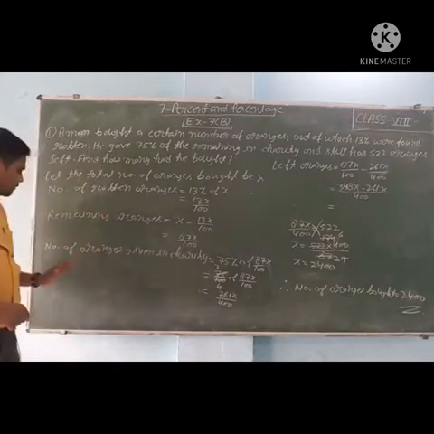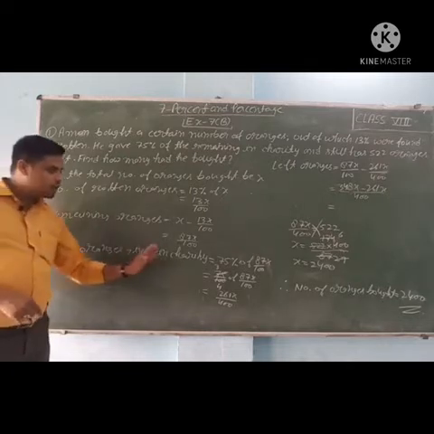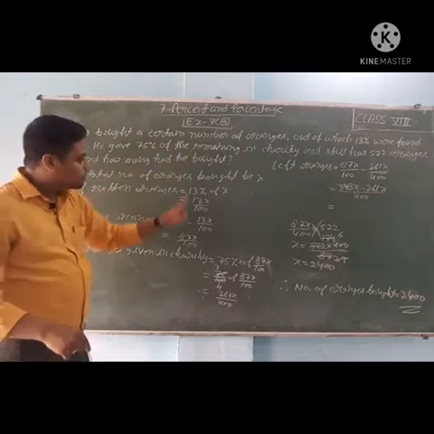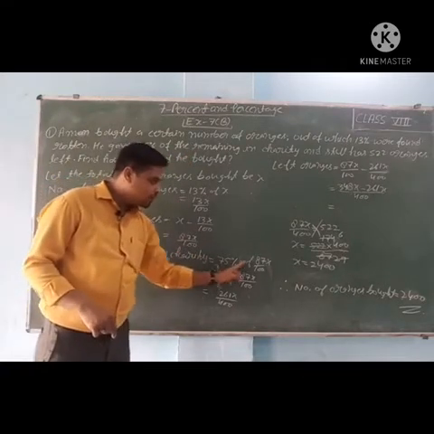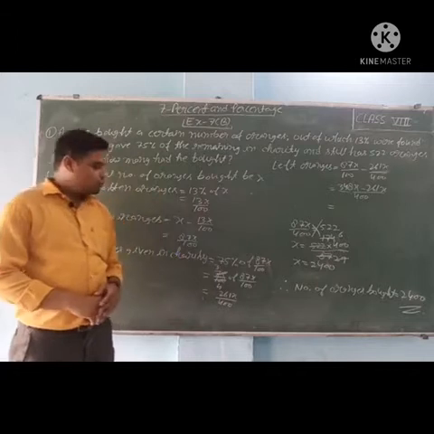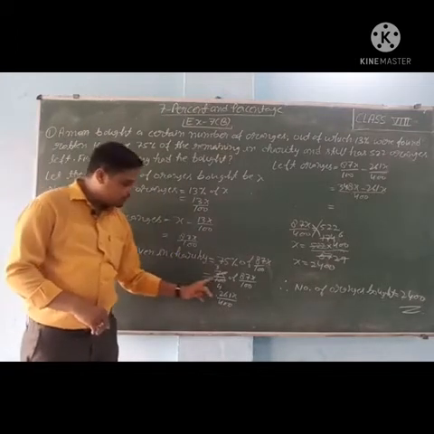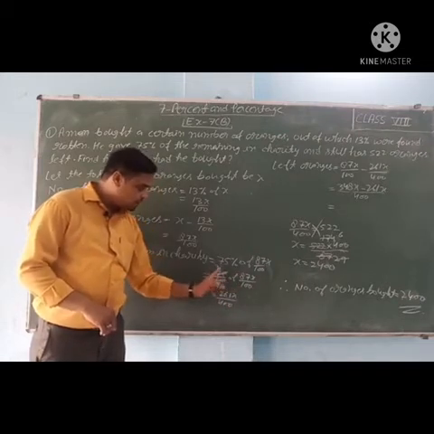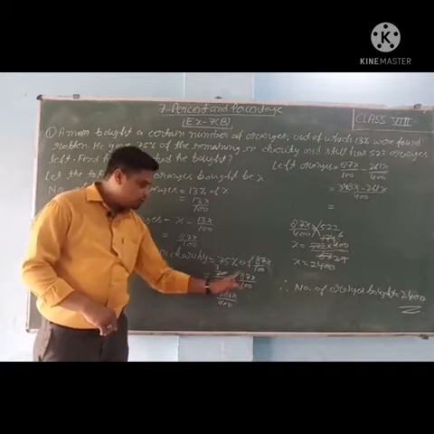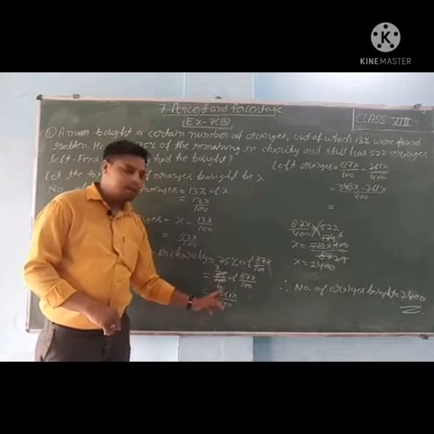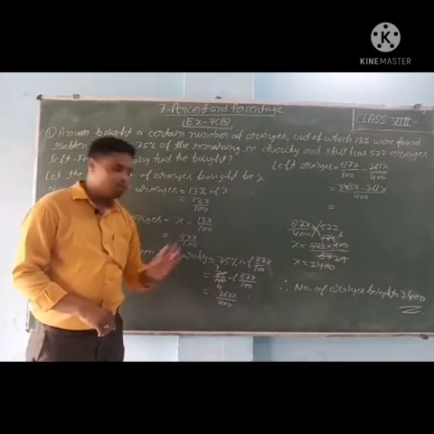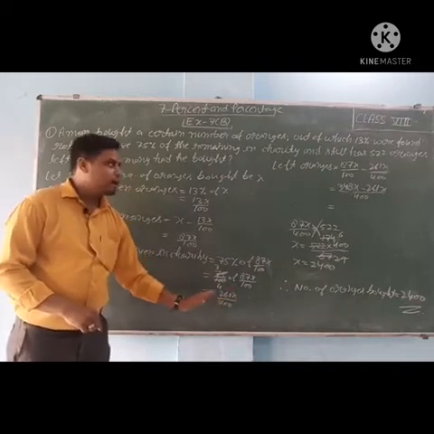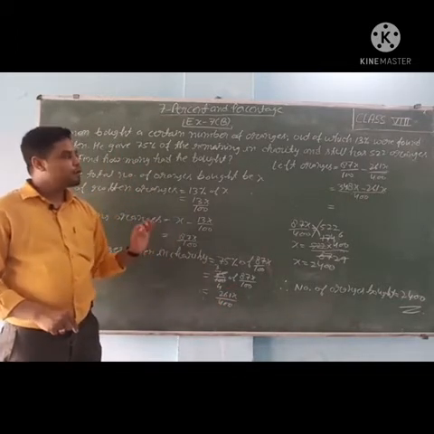After this, the number of oranges given in charity is 75% of the remaining, so 75% of 87x upon 100. After solving, it is 75 upon 100 of 87x upon 100. 25 threes are 75, 25 fours are 100. Then 3 into 87 is 261x upon 4 into 100, that is 400. So this is the number of oranges given in charity. After giving in charity, we find the number of oranges left.